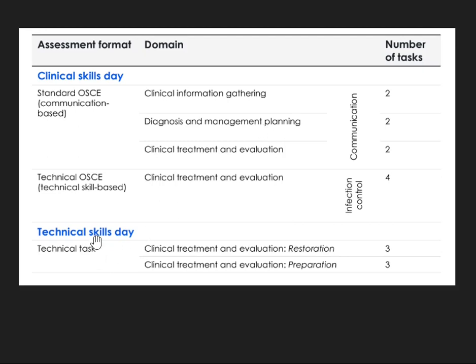So these are the 5 clusters that the candidate needs to pass during the clinical skills day of the exam. On the technical skills day, you have a clinical treatment and evaluation restoration based cluster, and then you have a preparation based cluster. So you have 3 tasks in each of these clusters, and you need to pass both these clusters to pass the technical skills day of the exam. All right. We are going to go through the assessment process that the ADC has explained in the ADC assessment process handbook, and you will get a better understanding once we start going through it.